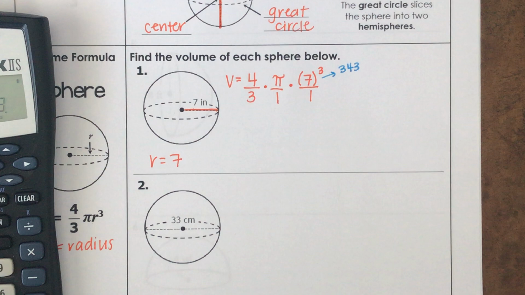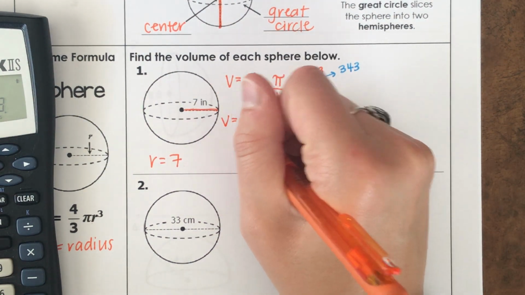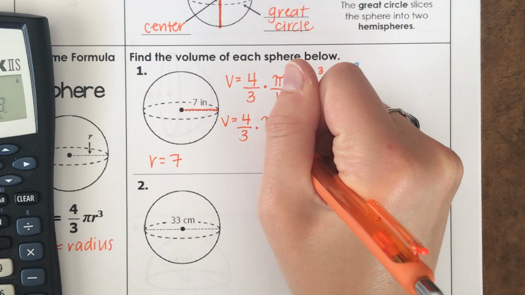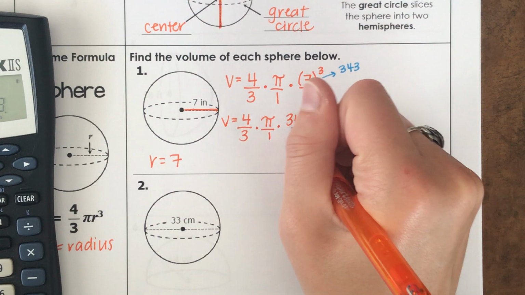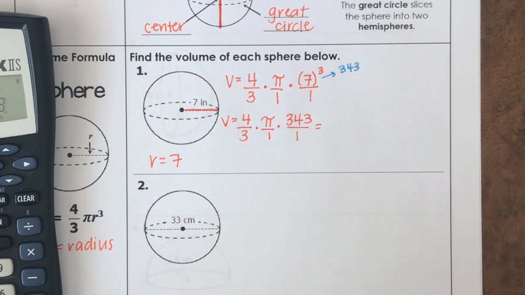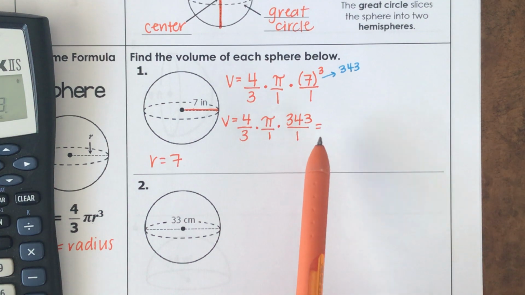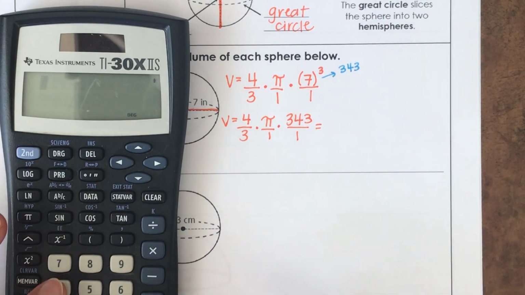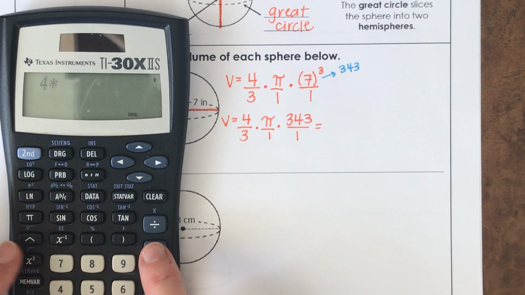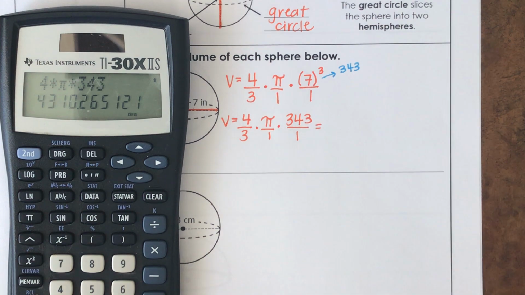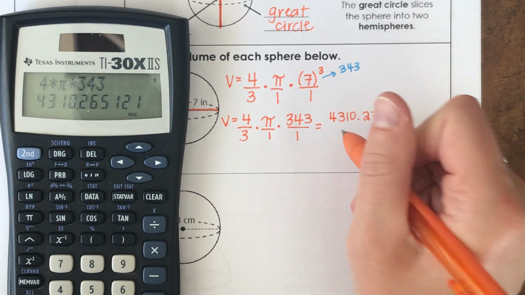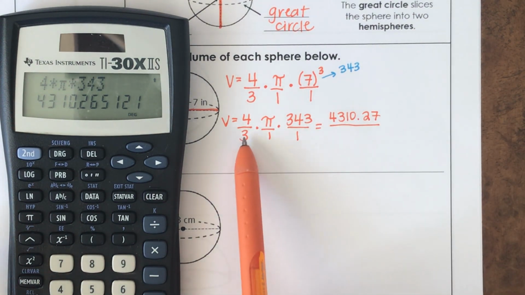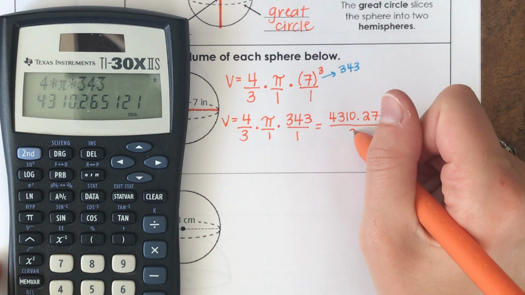So my equation really becomes 4/3 times pi times 343. Again, I'm putting them over 1, and I'm going to go straight across. So I'm going to multiply everything on top first, then I'm going to multiply everything on the bottom. So on the top, I'm going to multiply 4 times pi, remember to use the pi button, times 343. I get a very large number, 4,310.27, and then I'm going to divide that by 3 times 1 times 1, which is just a 3.